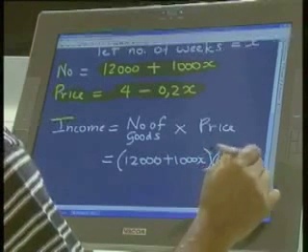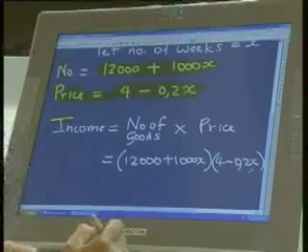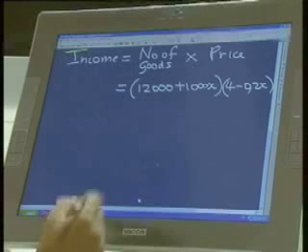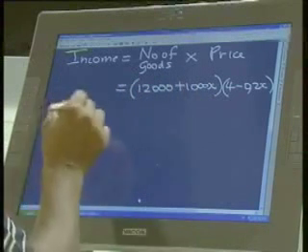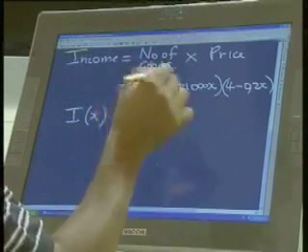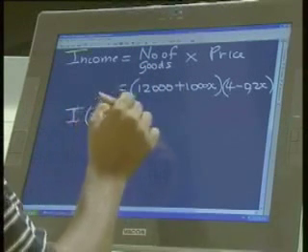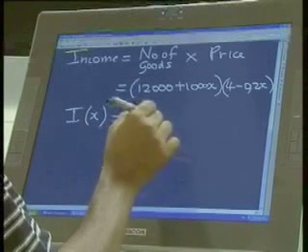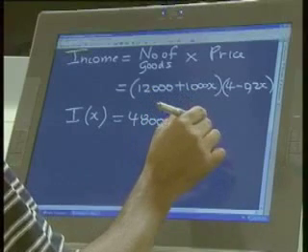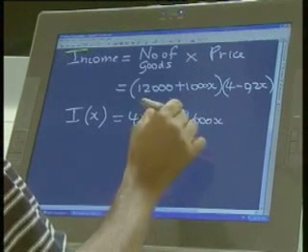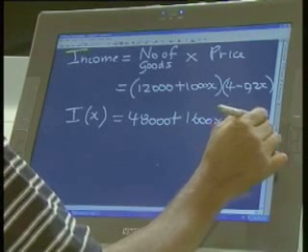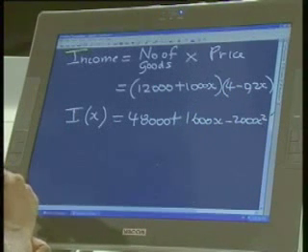Now, unfortunately, my producer tells me we are running out of time. But I've done the difficult part now. Do you see what you've got to now do? You've got to do the FOIL method and simplify this equation. I'm going to write the answer down and you're going to try it out. You're going to get 48,000 plus 1600x, minus 200x squared, once you do your FOIL method. Are you with me? Yes.